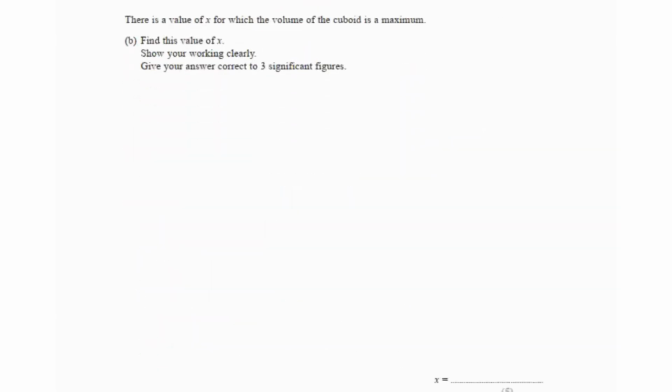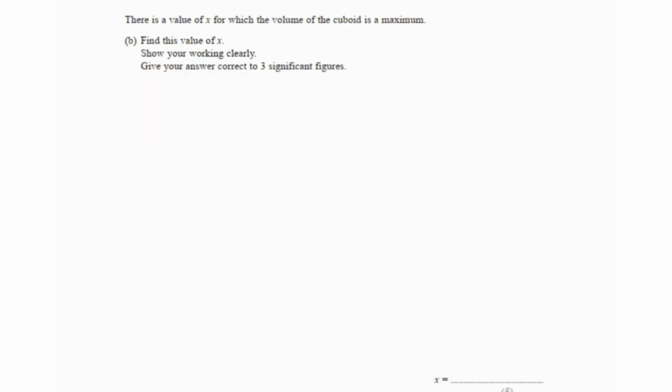Then it says there's a value of x for which the volume of the cuboid is maximum. So keyword over here, volume of the cuboid is maximum, and we have to find that value of x. So what you will now do is differentiate the volume because it says maximum. That means it's reaching its maximum value, and we can only reach a maximum or minimum value at the turning point of the curve. Not before that or after that, only at the turning point.